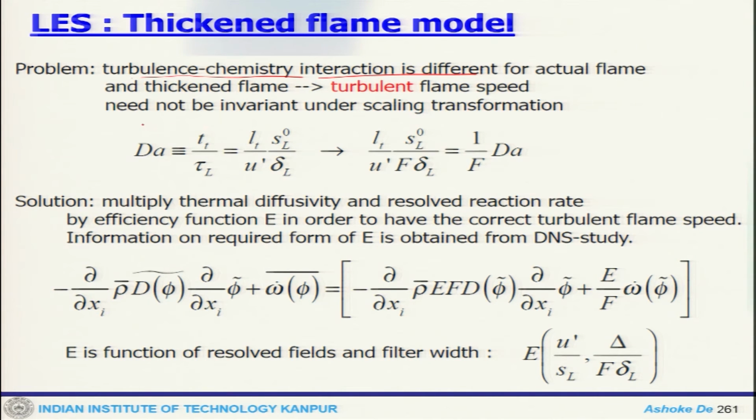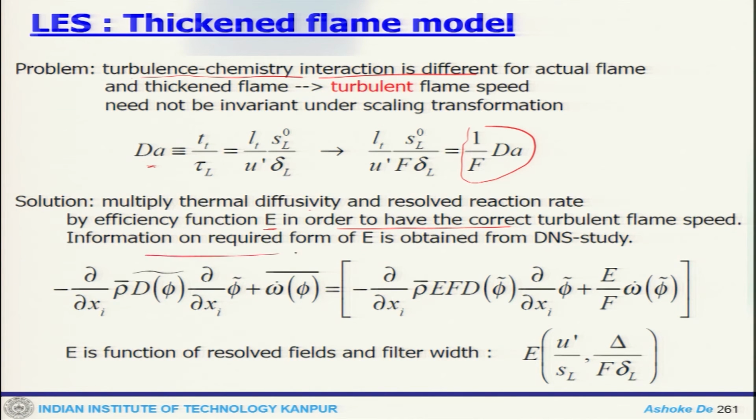So the turbulent flame speed needs to be invariant under the scaling transformation. Now if we look at the Damköhler number, which is a ratio of flow and chemical scales, this also gets reduced by a factor. Because we are artificially changing the flame front, we are changing some of these properties, including the Damköhler number, so it may belong to a completely different zone. So the way this is done, we multiply the thermal diffusivity and resolved reaction rate by an efficiency factor E in order to have the correct turbulent flame speed.